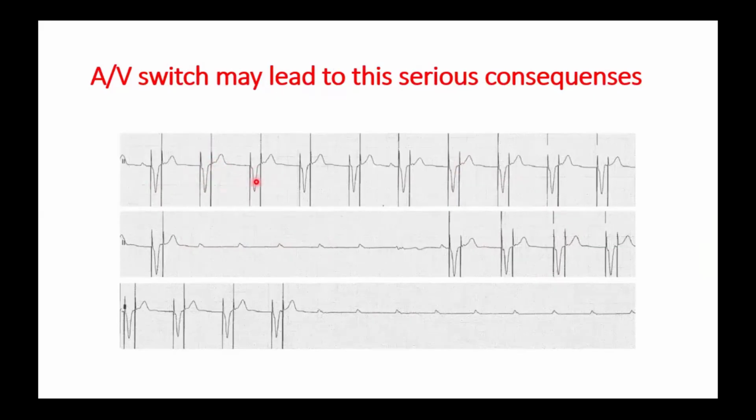And as the rate of the pacing is higher than the sinus rate and the atrial rate, as long as the pacing rate is higher than the sinus rate, the ventricle is captured. What happens here is that the patient has tachycardia.